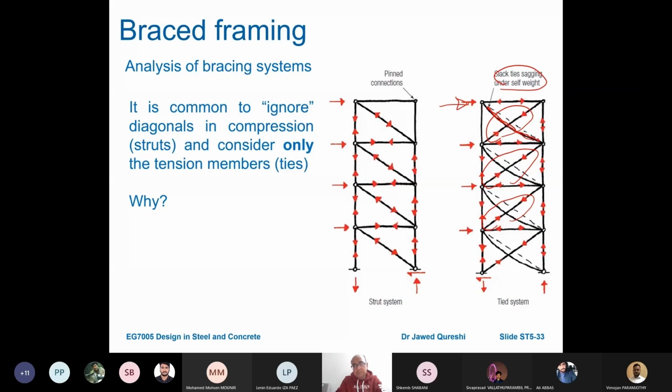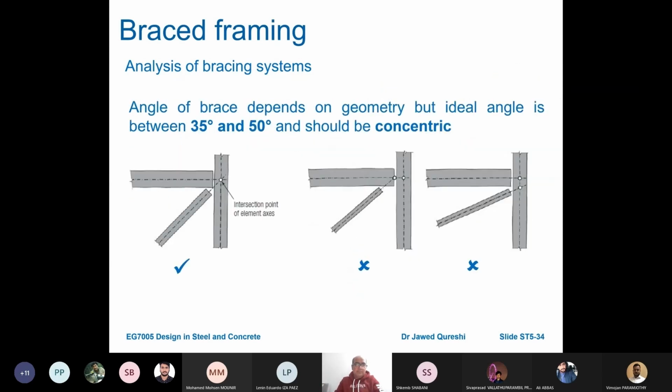But if we reverse the direction of the wind, then the bracing which was taking tension will now take compression. So these are the most effective ones, and that's why we use cross bracings. The angle of the brace depends on geometry, but the ideal angle is between 30 to 50 degrees.